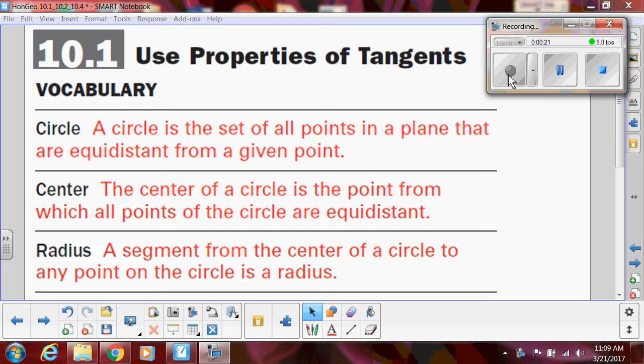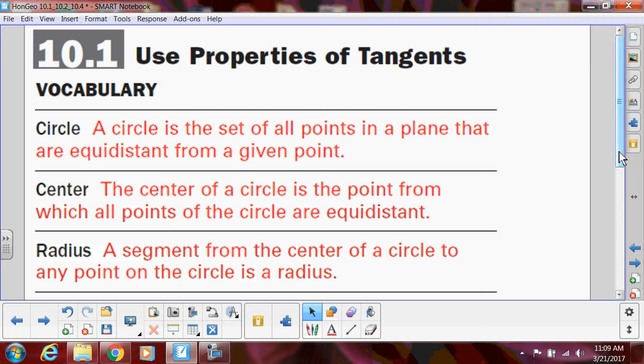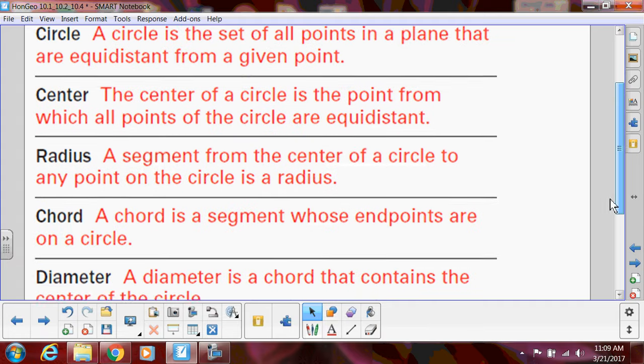So first, a circle is the set of all points in a plane that are equidistant from a given point. That's what we mean by a circle. And then the center of that circle is that point, from which all points of the circle are equidistant. So hopefully those are familiar terms for you.